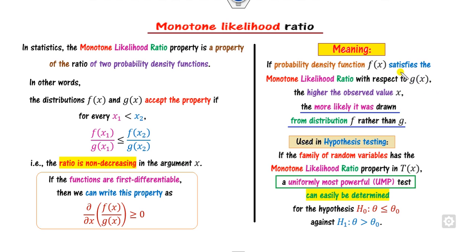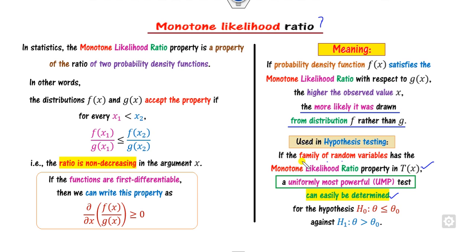Based on this property, if the family of the random variable or the distribution satisfies this property, then the uniformly most powerful test can be determined for the one-sided case. Remember, whenever this property does not hold, then the UMP test does not hold for the family of the distribution.